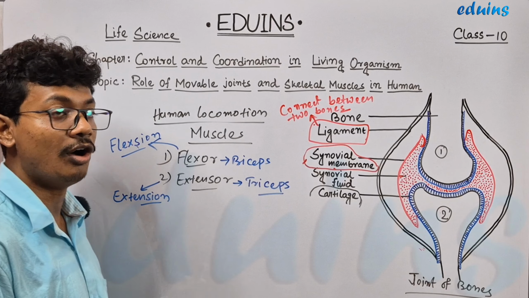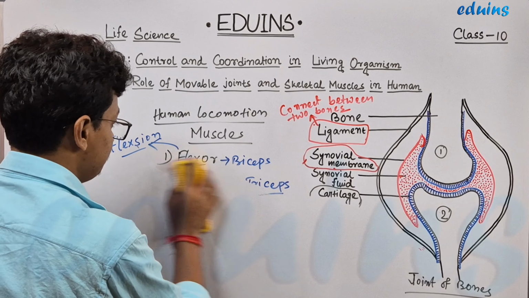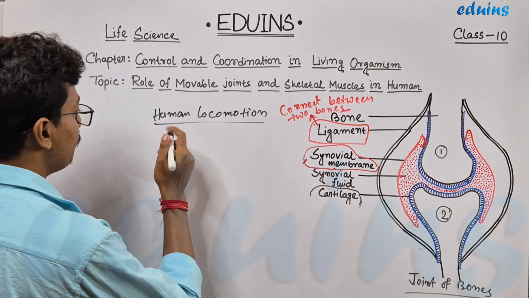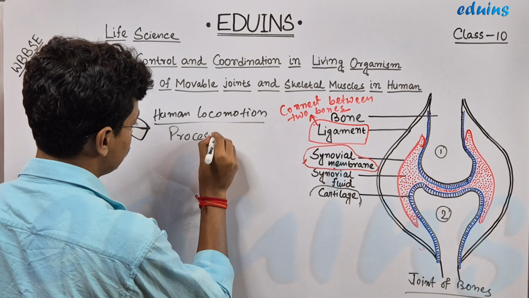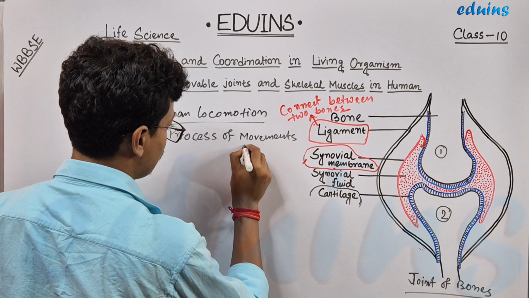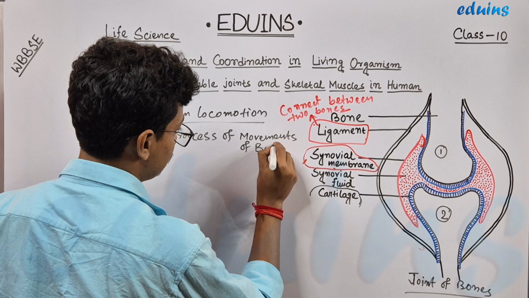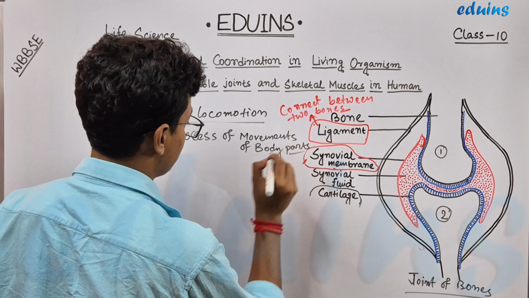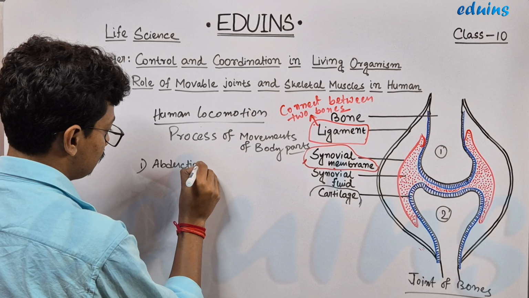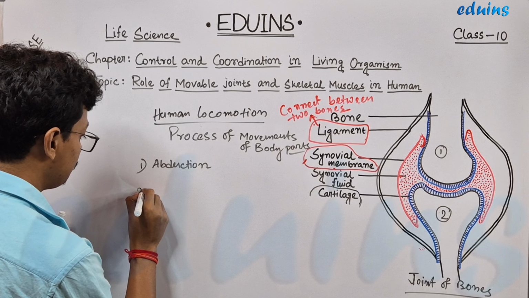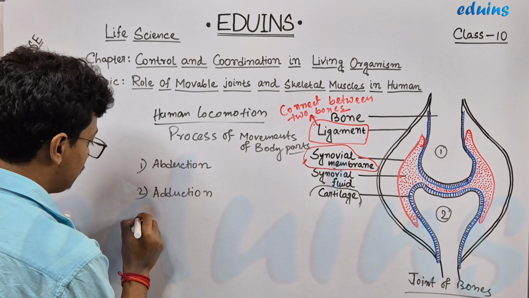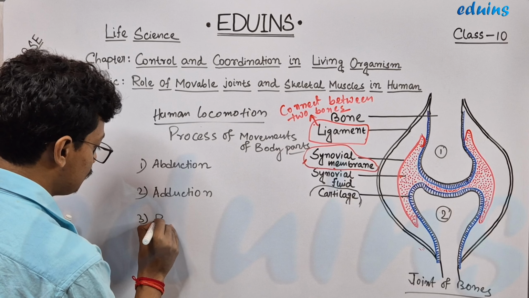Now the process of the movements of body parts. First is abduction. Second one is adduction, and the third one is rotation.